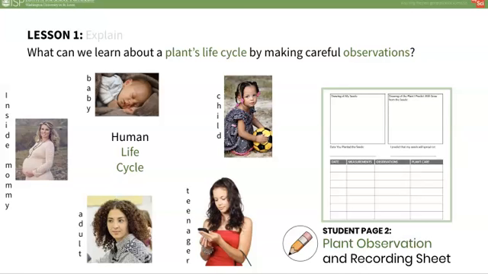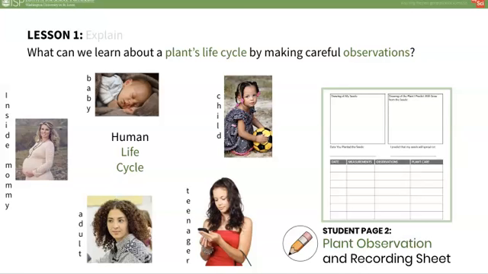During the explain portion of this lesson, the students should observe their peat pots every day until sprouts emerge. Once they sprout, the students should record observations, measure them, and continue to water them daily. Students should still fill out their observations on student page 2.